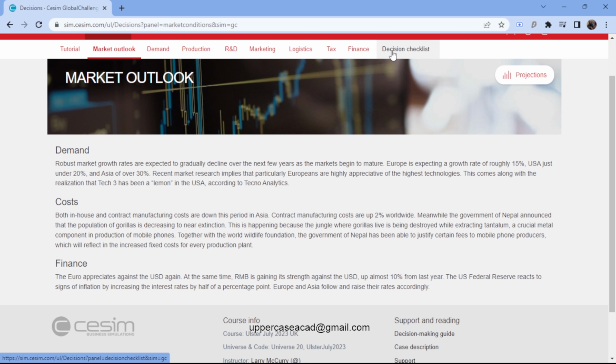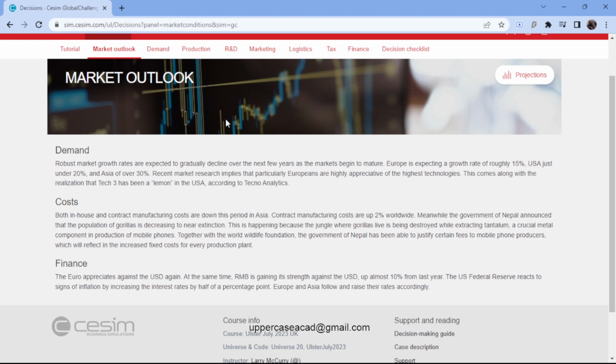Then after doing that, we can check on our decisions checklist on the decisions that we have made, and also we can go into the projections and see what our projections are in terms of sales, in terms of profits, in terms of the margins that we have and the expenses and costs. So without wasting much of our time, let's start with the market outlook.